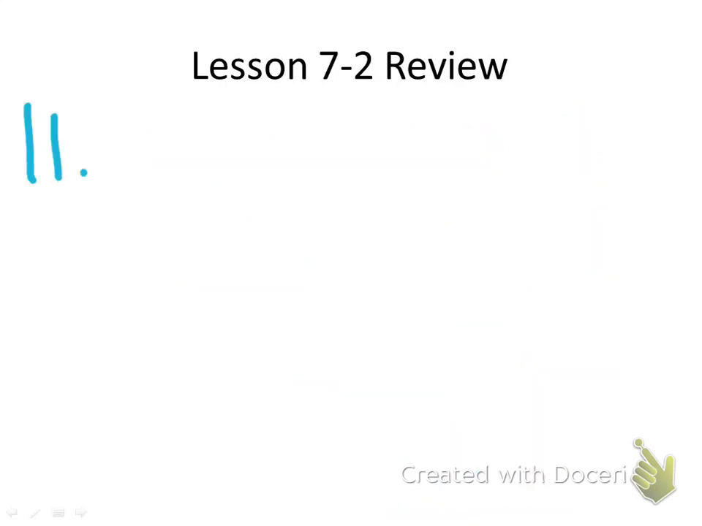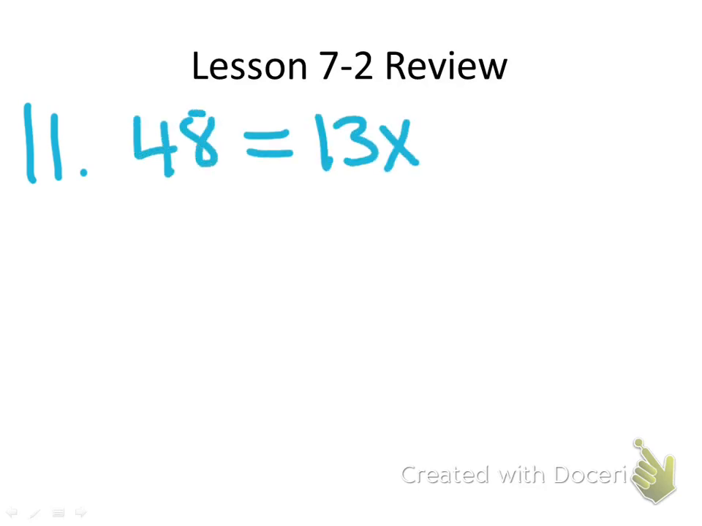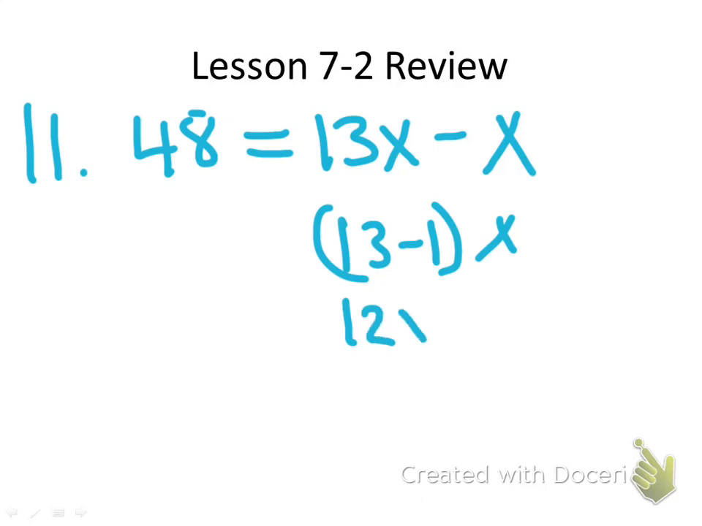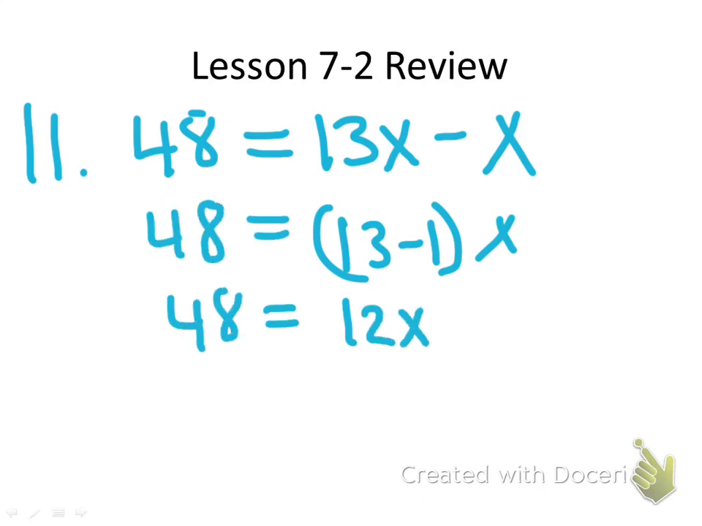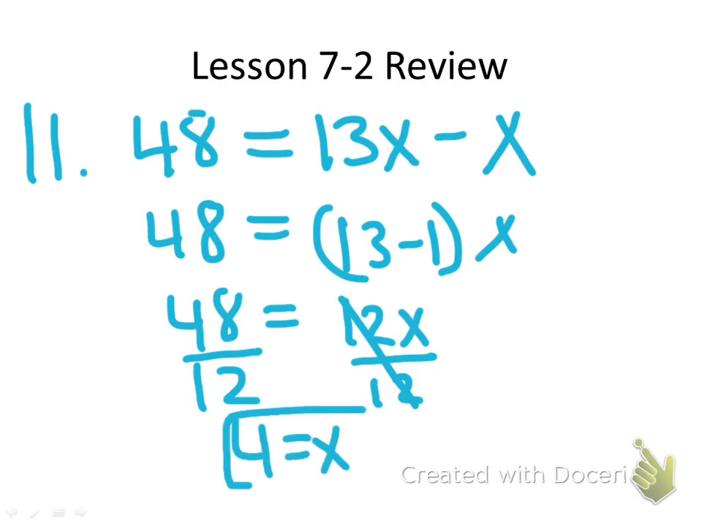Okay, last one, number 11. We have 48 equals 13x minus x. Well, 13 minus 1 equals 12, so I have 12x equals 48. The opposite of multiplying is dividing. So I divide out, and then 12 goes into 48 4 times, so x equals 4.